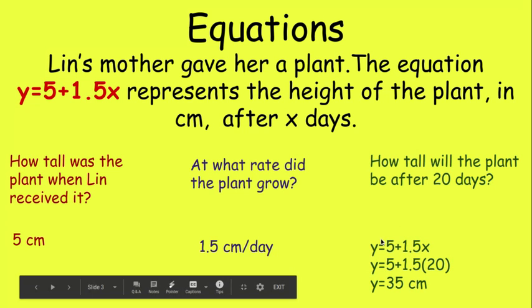So we take our equation, y equals 5 plus 1.5x. I simply replace x with 20. That means I need to multiply first. 20 times 1.5 is 30, and 30 plus 5 is 35. So after 20 days, Lynn's plant will be 35 centimeters tall.